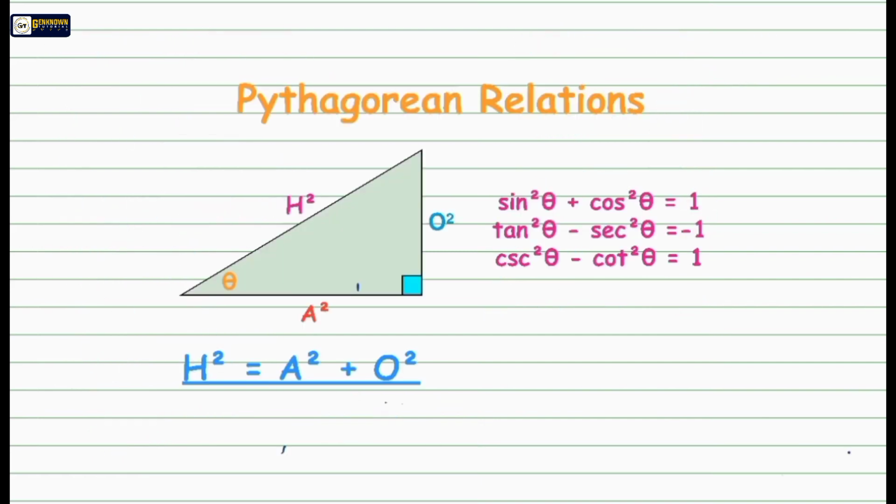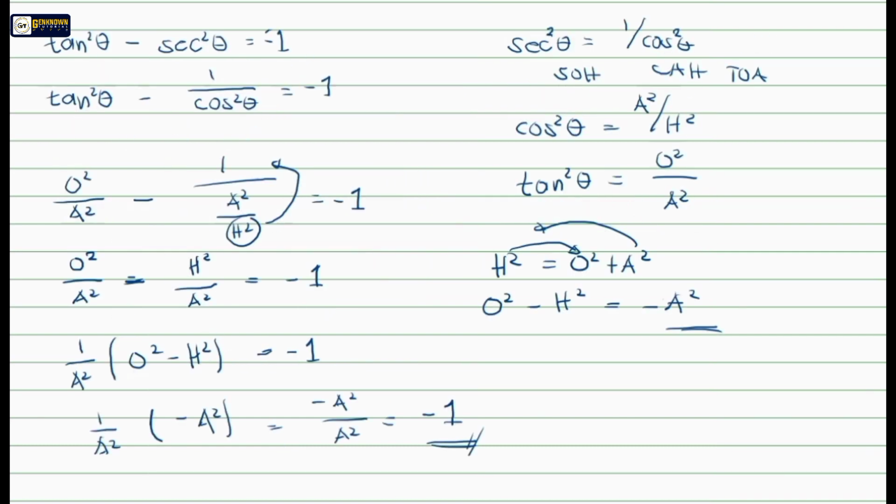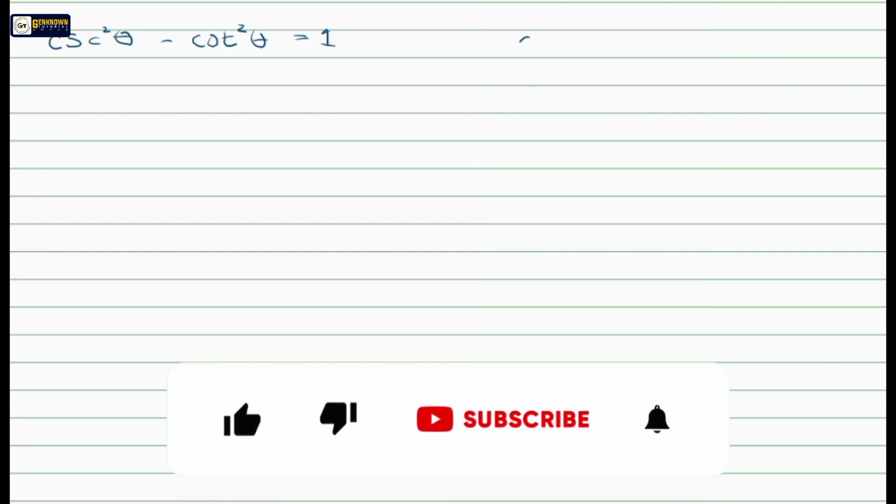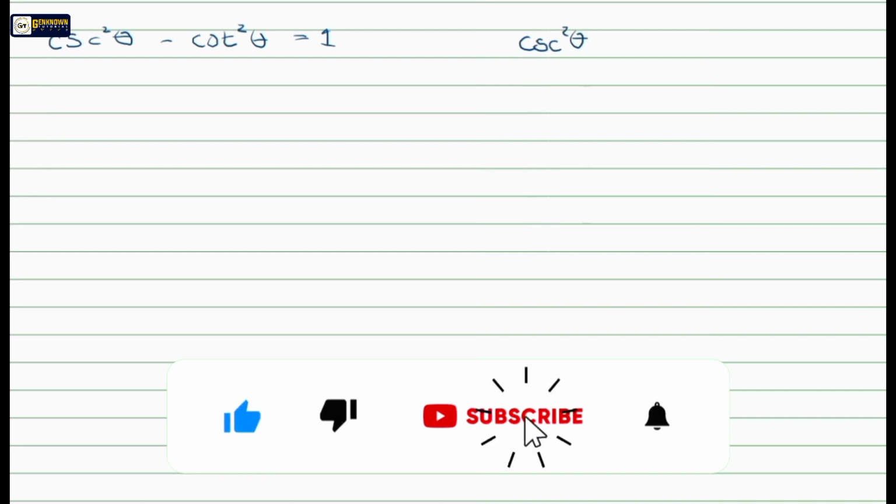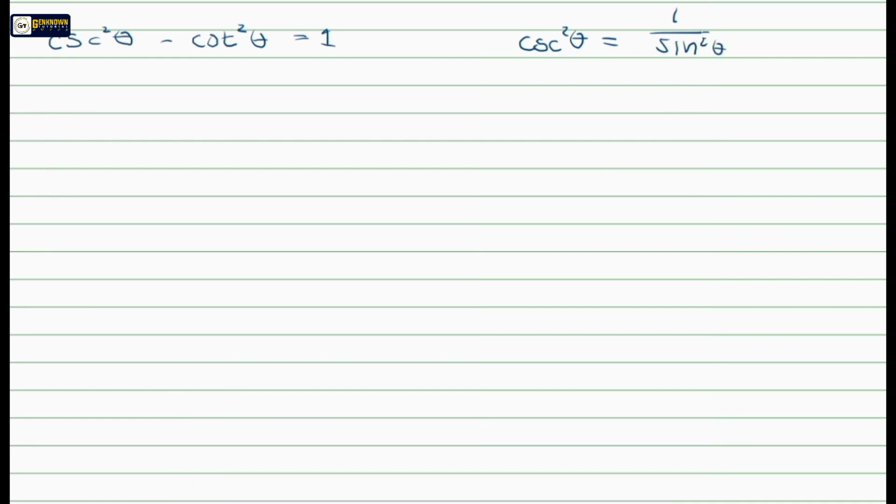Next on the list is the cosecant squared theta minus the cotangent squared theta is equal to 1. So under this relation, we have the cosecant squared theta. Cosecant squared theta is also equal to 1 over sine squared theta, by the use of the basic identities in trigonometry. So let us substitute it.